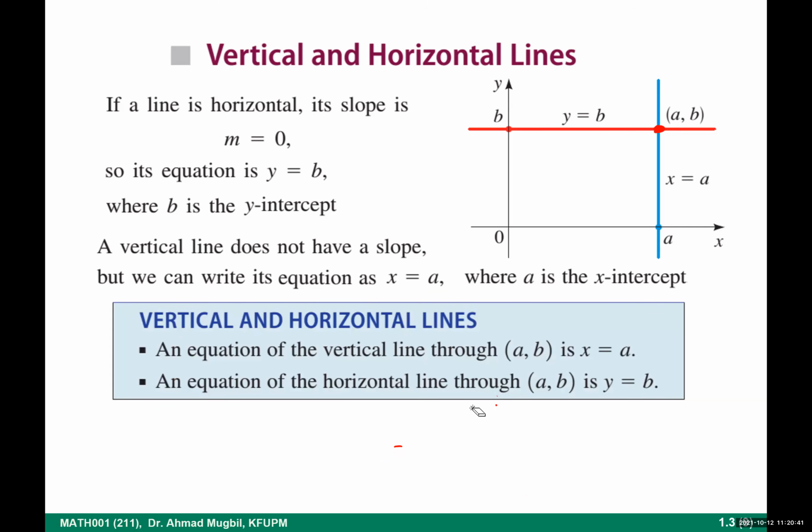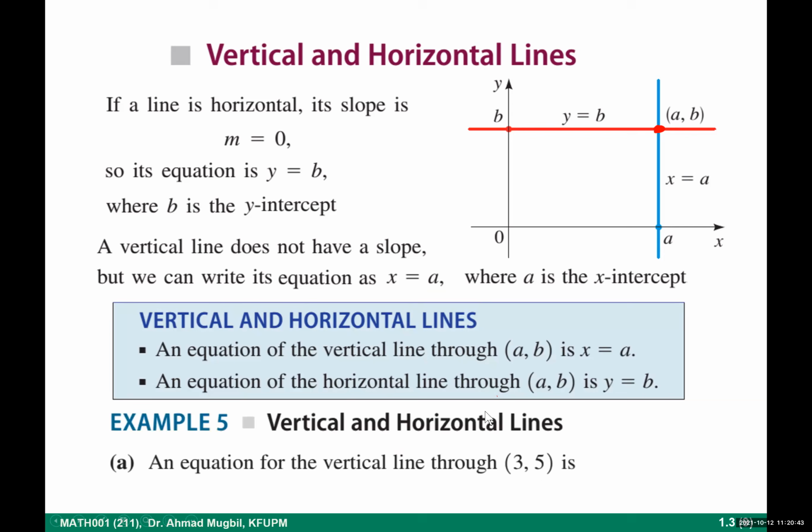The summary of this is here. And let me ask you now this. What is the equation of the vertical line through the point (3, 5)? Y equals 5. Is it a vertical line? Y equals 5, a vertical line? X equals 3. Be careful. The equation of the vertical line is x equals.